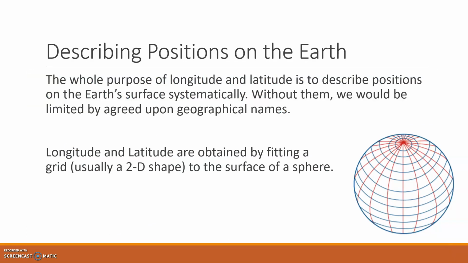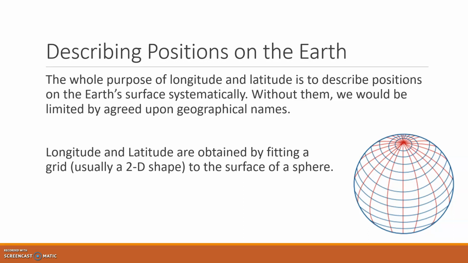Now, the whole purpose of longitude and latitude is to describe positions on the Earth's surface systematically. Without them, we would be limited by agreed upon geographical names. Okay? So, for example, if I wanted to talk about somewhere that's 50 kilometres northeast of Brisbane, and it doesn't have an agreed upon geographical name, like it's not a town or anything like that, maybe not even a campsite, it's just a blank piece of land, I would have no way of referring to that since it doesn't have a name or an address.